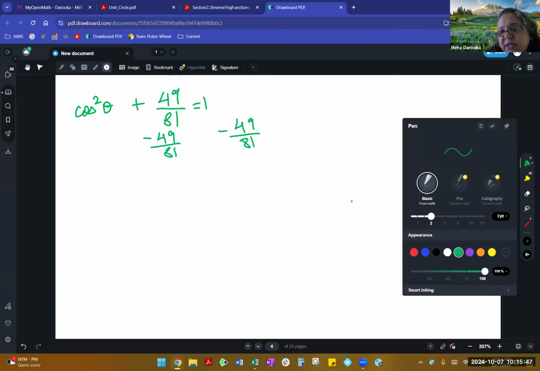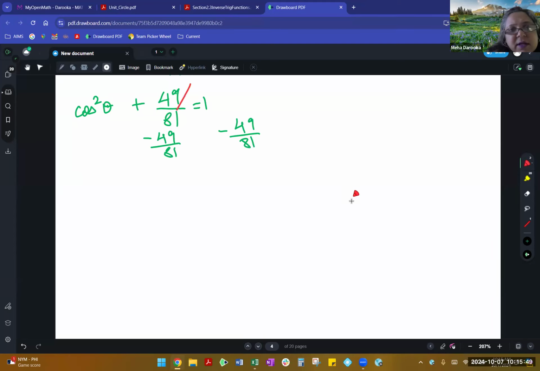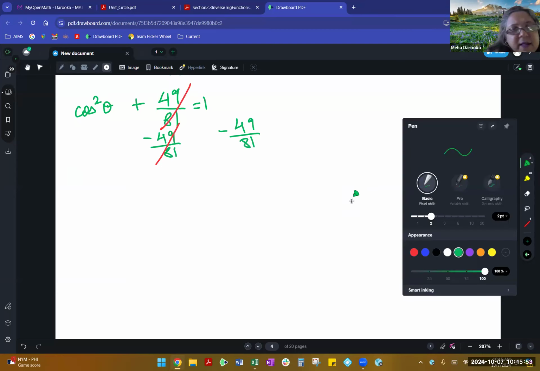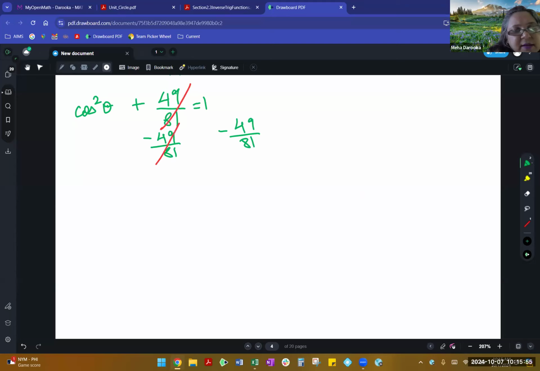So these guys will cancel out, leaving us behind with cosine squared theta is equal to 1 minus 49 over 81. Now, this one here, you can use Desmos to simplify it. You can do it by hand. So that part of the math you can do as you are comfortable with. Jeff, that looks good. Mav, that looks good. Very nice.